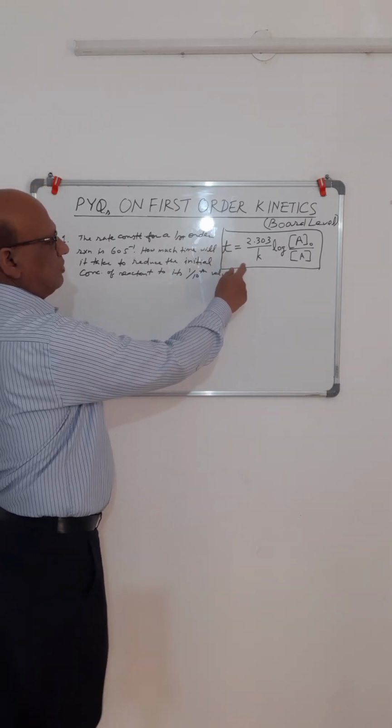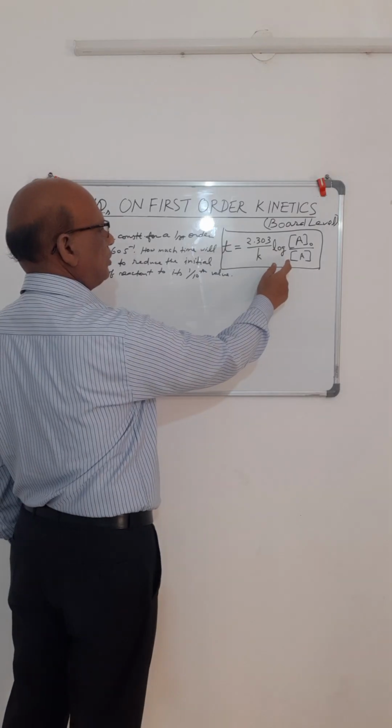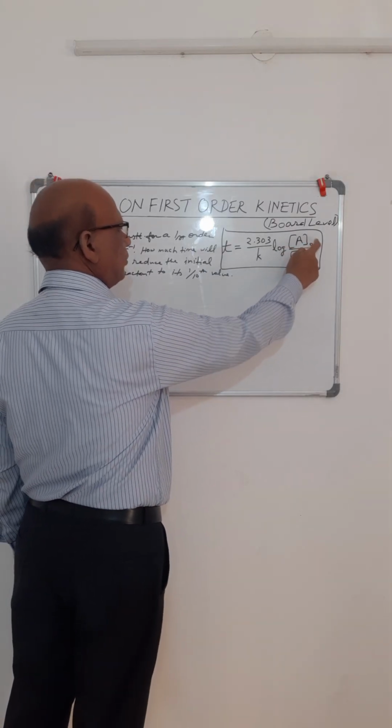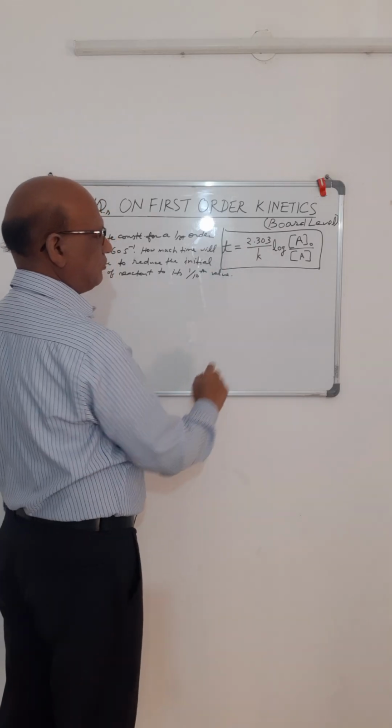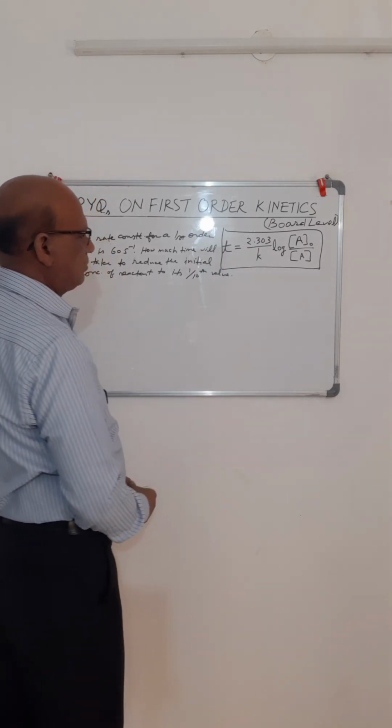तो इसमें हमारा जो फार्मूला मेनली यूज होगा दैट इज टाइम रिक्वायर्ड फॉर द कंसंट्रेशन टू रिड्यूस फ्रॉम इनिशियल कंसंट्रेशन A naught to the remaining concentration A is given by this formula, where K is the rate constant.